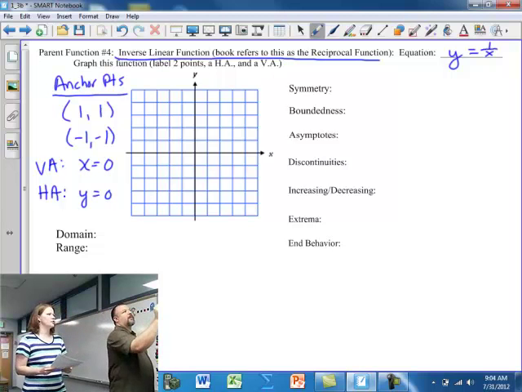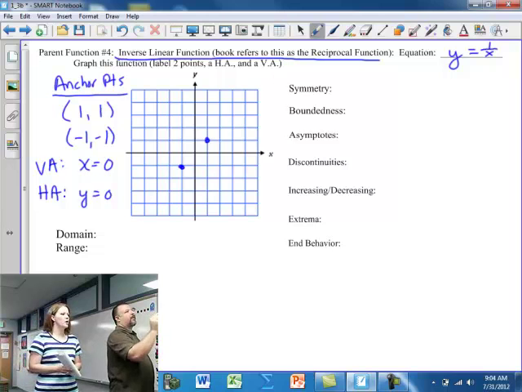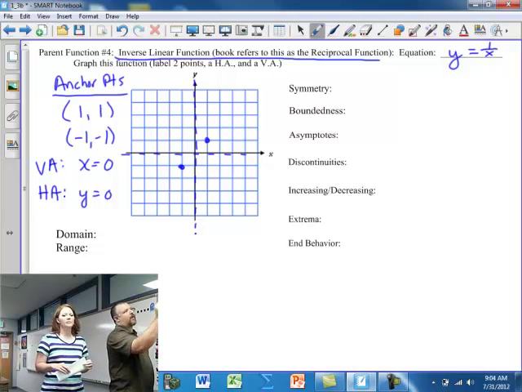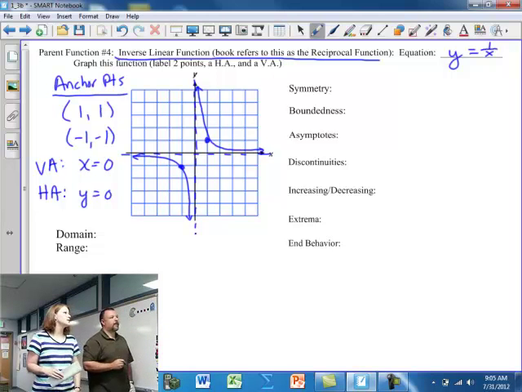Now, while he's getting this put on your graph for you, a couple of things to remember. All the terminology that we talked about in lesson 1.2 is going to come right back into play here. So if you need to, go back and look at your definitions from lesson 1.2. Okay? The interesting thing about the inverse linear function, it's got 2 little pieces, or branches sometimes they're called.